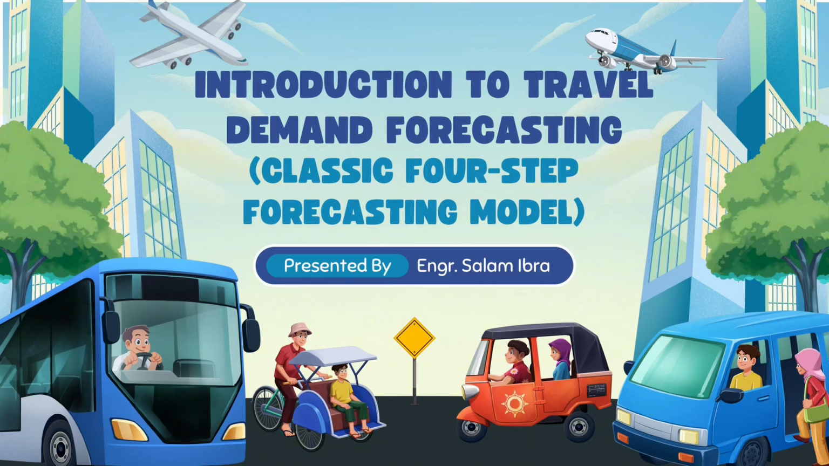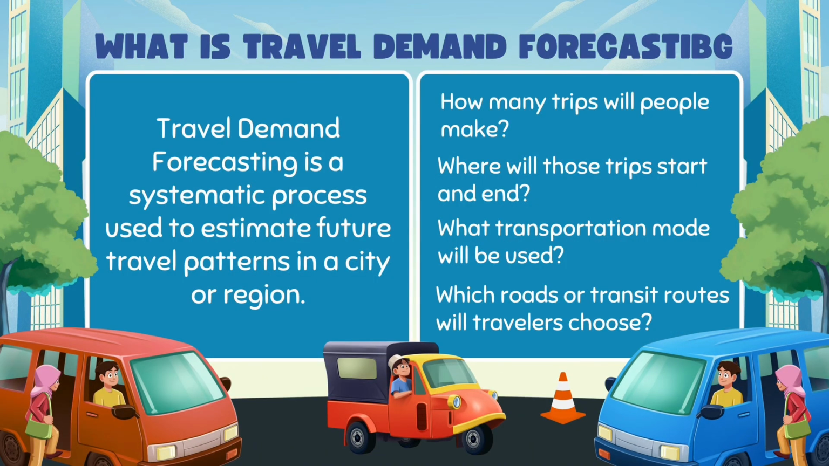Forecasting Model. So what is travel demand forecasting? Travel demand forecasting is a systematic process used to estimate future travel patterns in a city or region. So how many trips will people make? Where will those trips start and end? What transportation mode will be used? And which roads or transit routes will travelers choose?